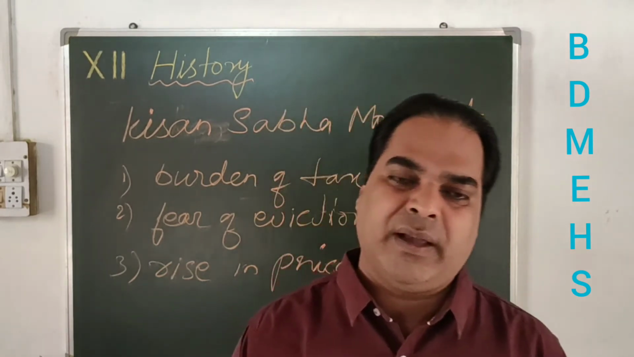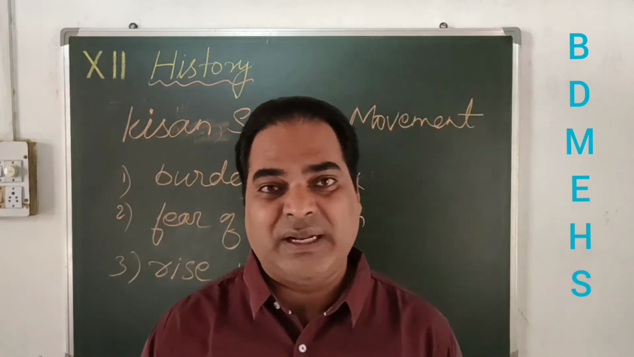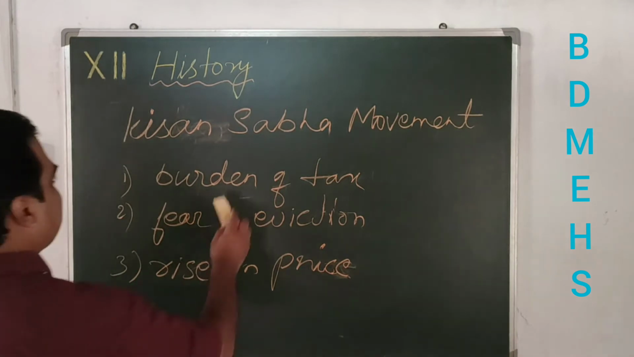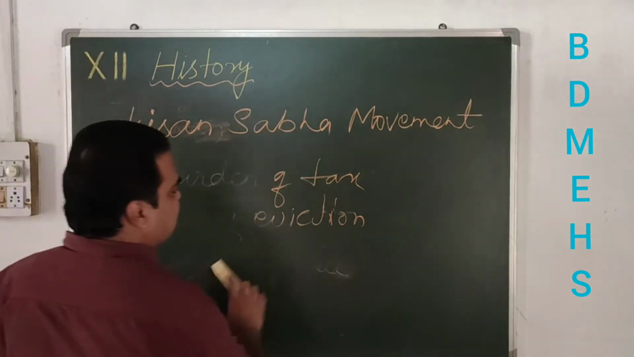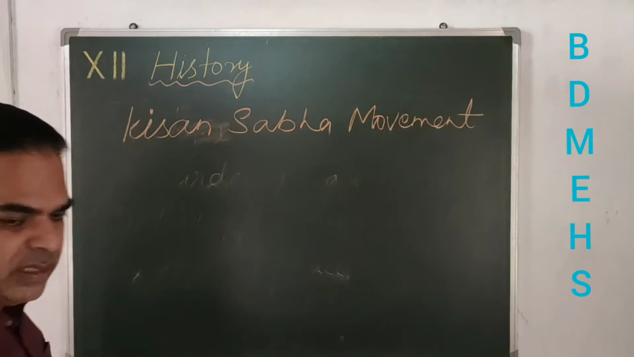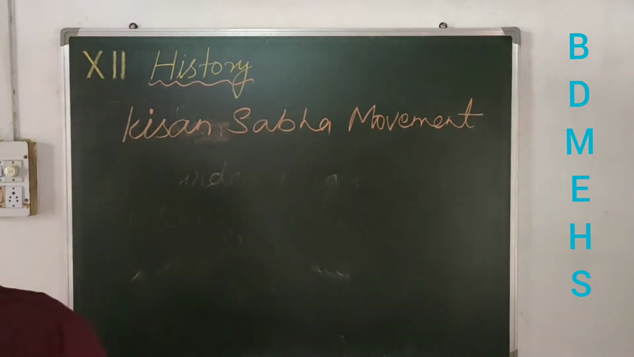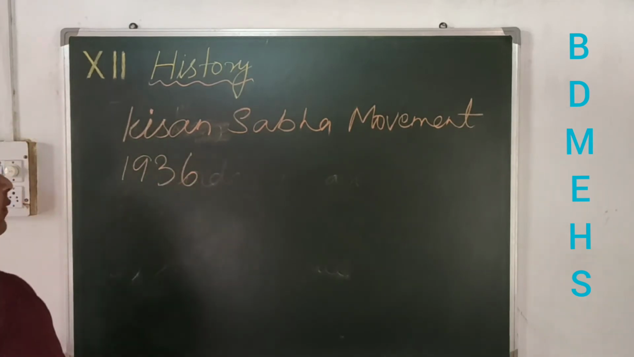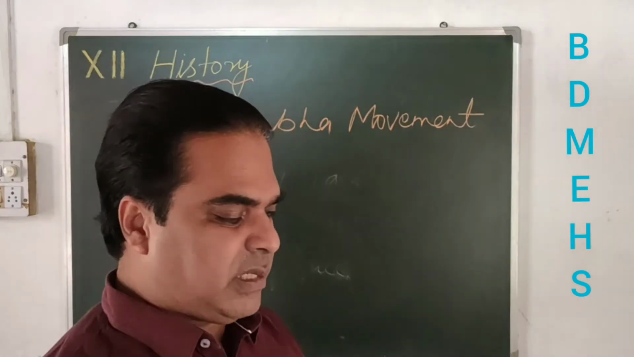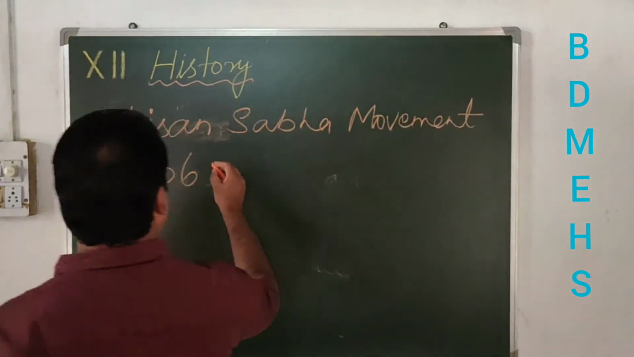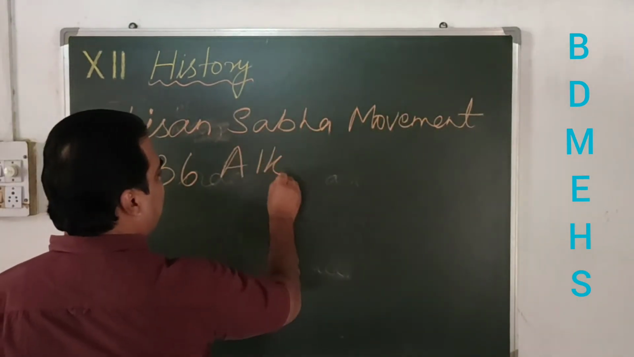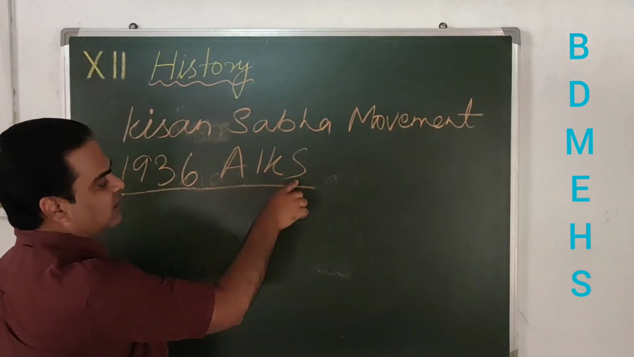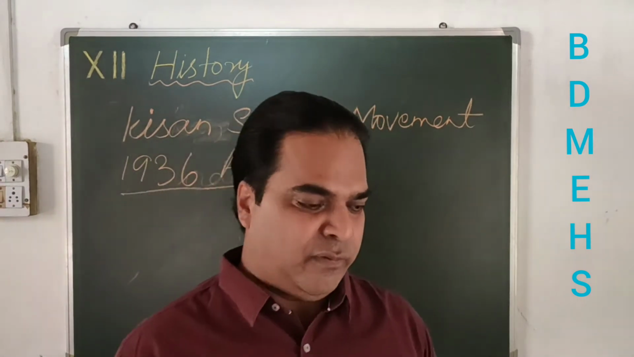All India KISAN SABHA was formed in the year 1936. So what was the result of the All India KISAN SABHA movement? In 1936, the All India KISAN SABHA, AIKS, was founded.